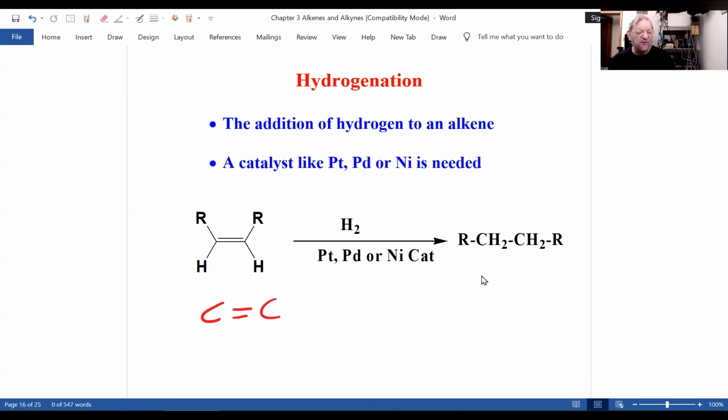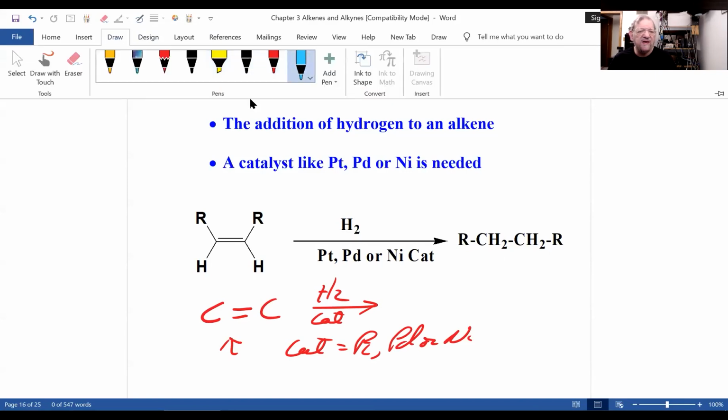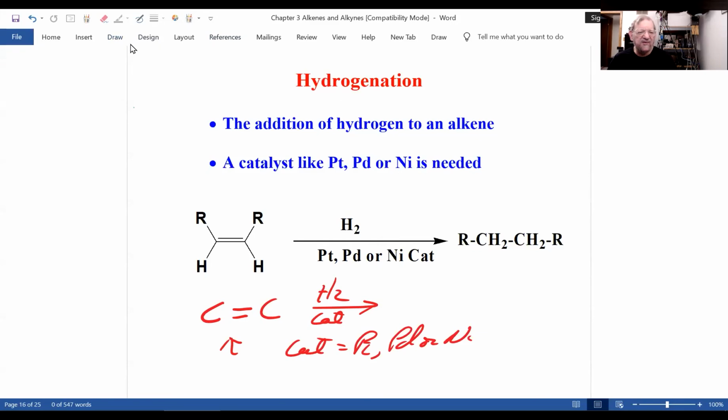This is another way of saying any molecule with a double bond, if I react it with hydrogen and a catalyst, which can be platinum, palladium, or nickel. Now, there's something I should show you. Let's go to a different color. I don't know if I mentioned this, but I think I might have.